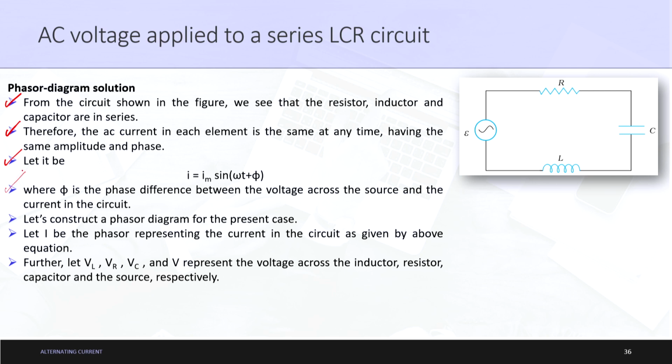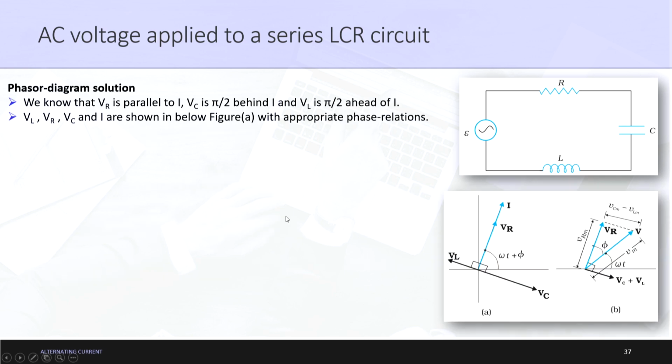What is φ here? φ is basically the phase difference between the voltage across the source and the current in the circuit. Now, let us construct a phasor diagram for the present case, and let capital I be the phasor representing the current in the circuit as given by the above equation. Let VL, VR, VC and capital V represent the voltage across the inductor, resistor, capacitor and the source respectively. So, this is the diagram basically. We will try to understand whatever is happening in this diagram.